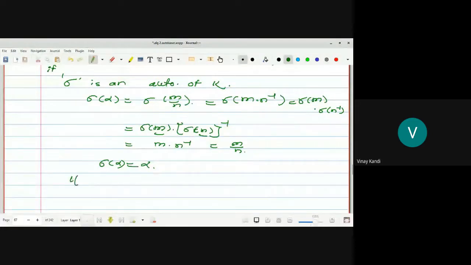Sigma leaves every element of the field of rational numbers fixed.